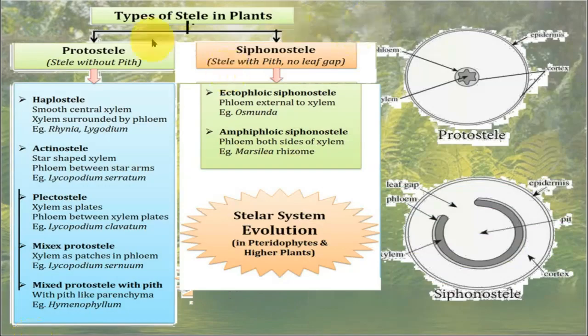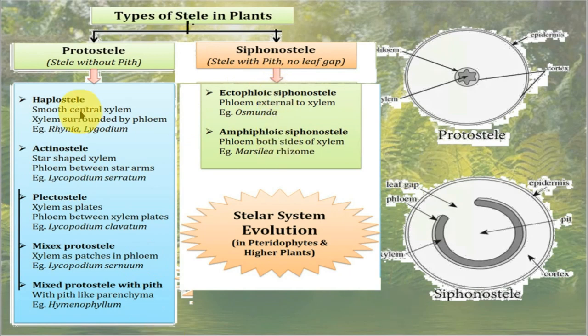Types of stele in plants. There are basically two types of stele, protostele and siphonostele. The stele without pith is protostele, and stele with pith and no leaf gap is called siphonostele. Types of protostele: haplostele, actinostele, and the subtypes of actinostele are plectostele, mixed protostele, and mixed protostele with pith. And in siphonostele, there are two types, ectophloic siphonostele and amphiphloic siphonostele.